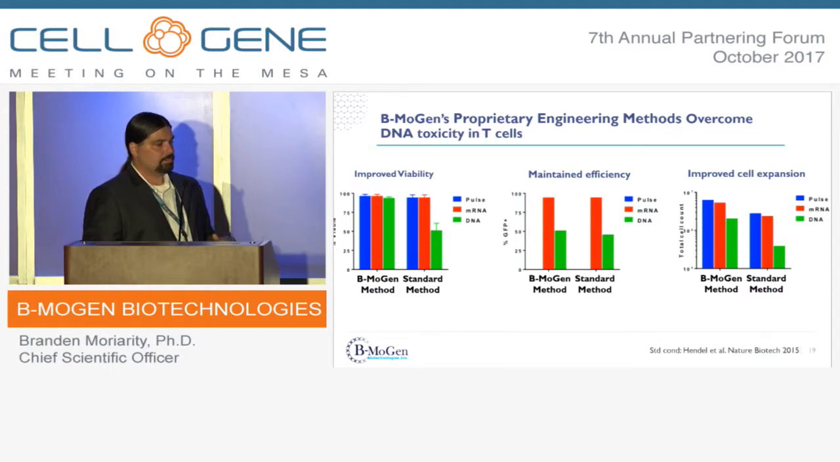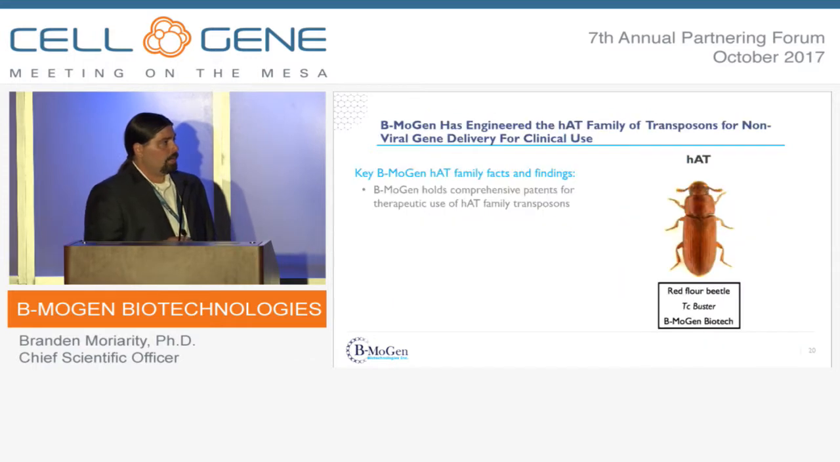We compared to the standard methods for engineering primary human T cells using viral vectors. And what you can see is the B-MoGen methodology actually improves viability, it maintains the efficacy of gene transfer, and it also improves the expansion of the cells to a very comparable level to cells that are unmanipulated or just electroporated with an mRNA, which is largely inert in T cells. And so this has allowed us to develop this system that we call TC Buster, and we've generated comprehensive patents for the superfamily of transposon and transposase elements.